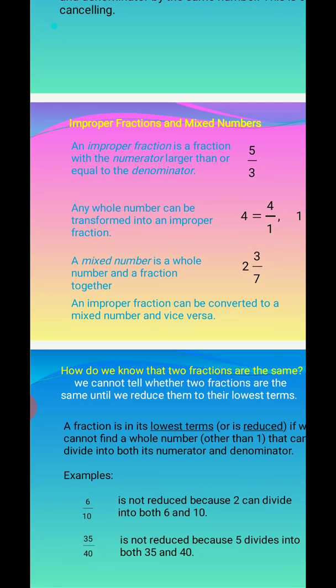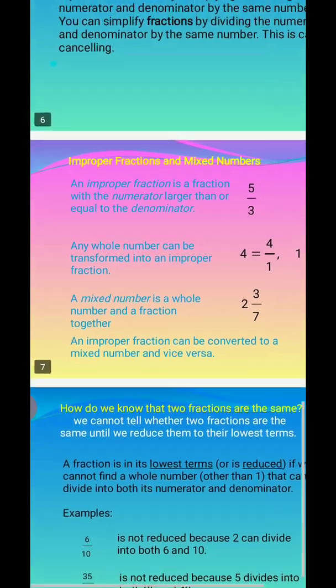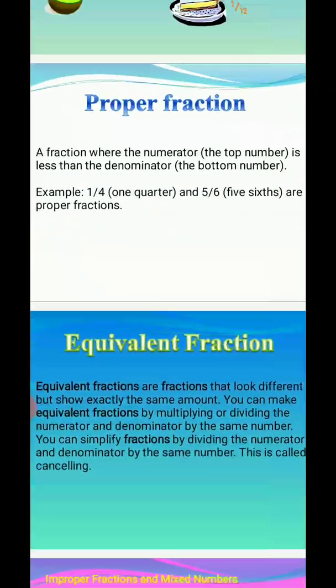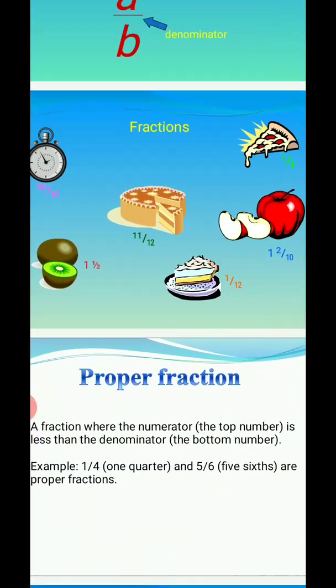Suppose there are the fractions 6 by 10 and 35 by 40. So 6 by 10 is not reduced because 2 can be divided into both 6 and 10. And 35 upon 40 is not reduced because 5 divides into both 35 and 40. How do we know that two fractions are the same? We have to convert until we cannot find a whole number that can be divided into both numerator and denominator. In this way, students, we are able to find the concept.